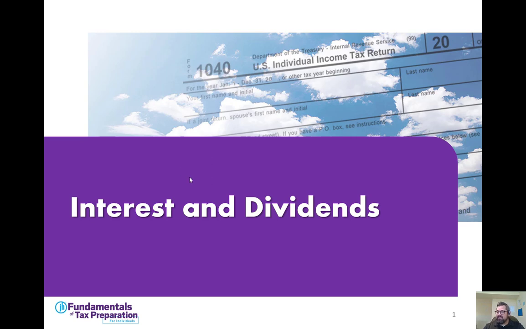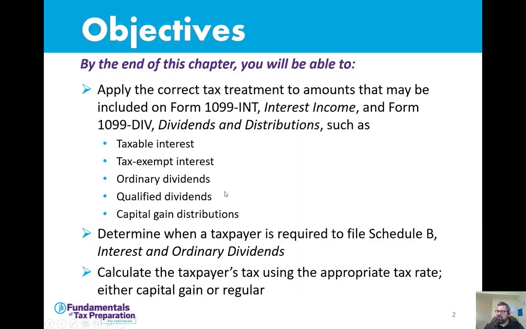So we're looking at interest and dividends. Okay, so the objectives here of this one are to apply the correct tax treatment to the amounts that may be included on a 1099 INT form. That's the interest income. 1099 DIV form is dividends and distributions. And then we also are going to be looking at a 1099R, which is a pension or retirement plan income.